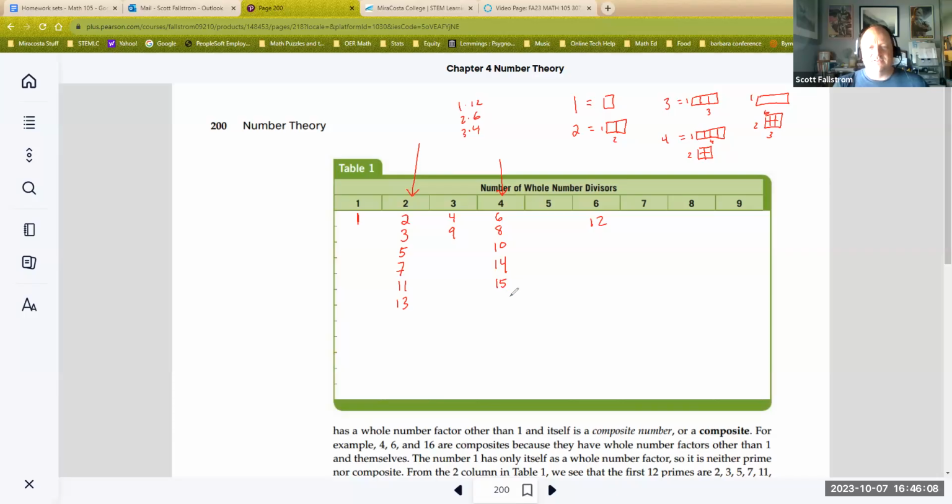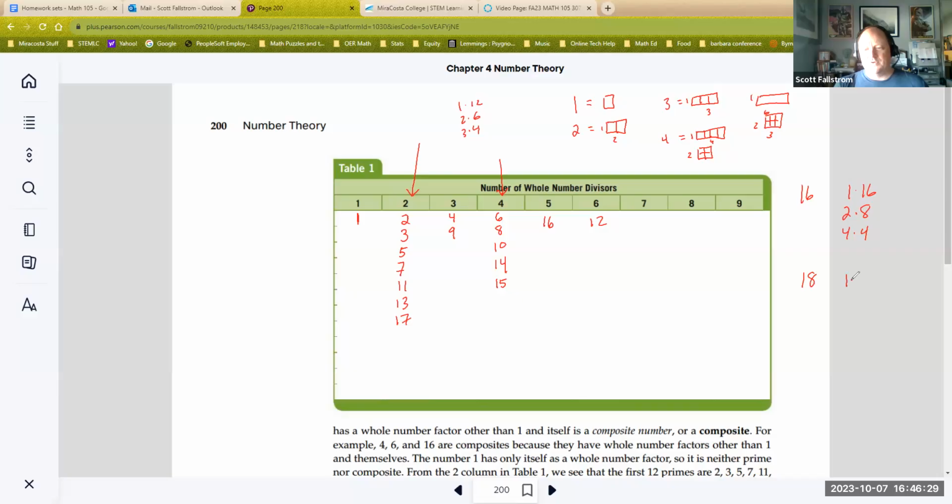And let's see here, then 16. Well, let's see here. 16 would be 1 times 16, 2 times 8, and 4 times 4. Okay, 4 times 4. So 1, 2, 3, 4, 5 factors. Okay, so 16 would be here. Interesting. Okay, so 16, 17 back over here.